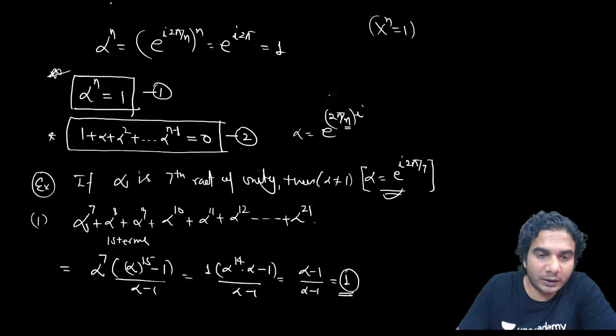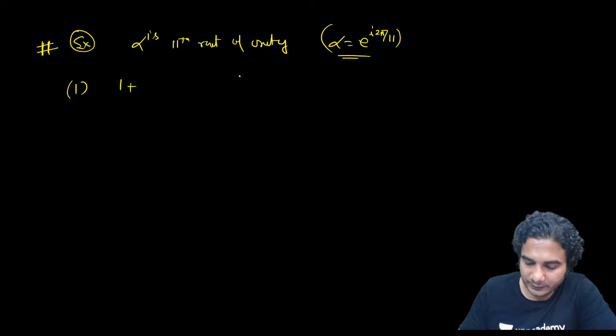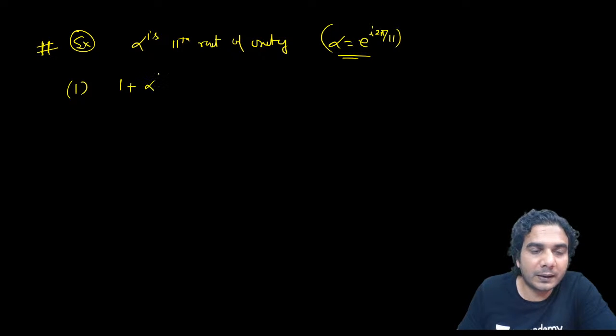All right. So next important point. I hope you have got this point. That means let's use it. If I say alpha is the 11th root of unity, then alpha is equal to e raised to i 2 pi by 11. Then find the value of 1 plus alpha cube plus alpha raised to 6 plus alpha raised to 9 and so on up to alpha raised to 30.